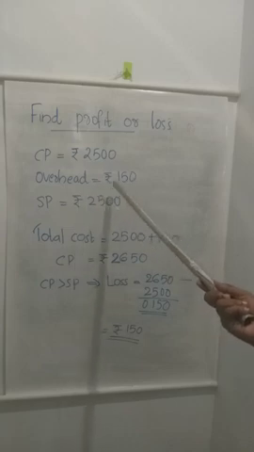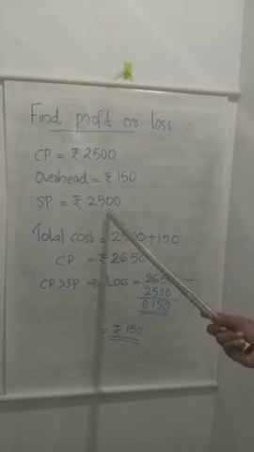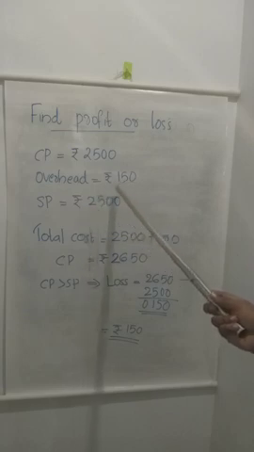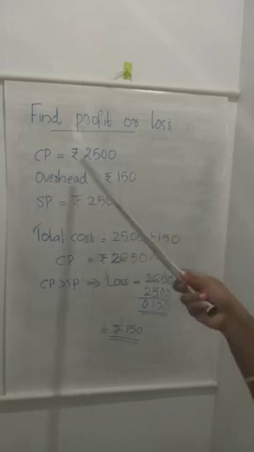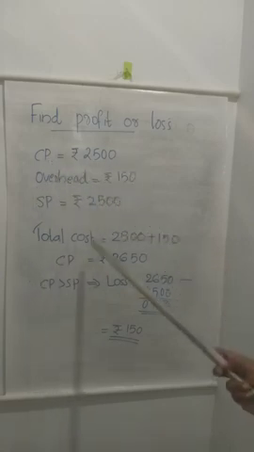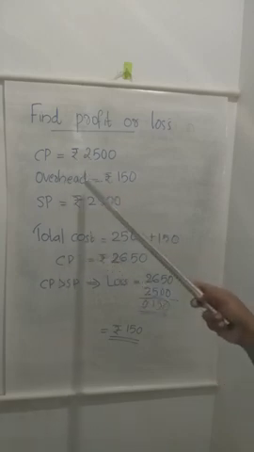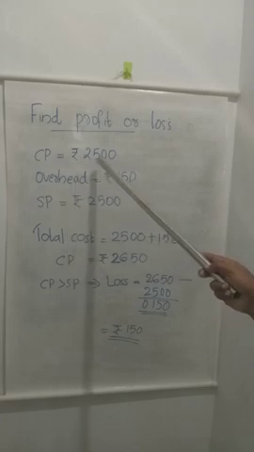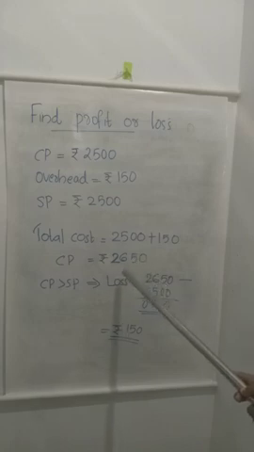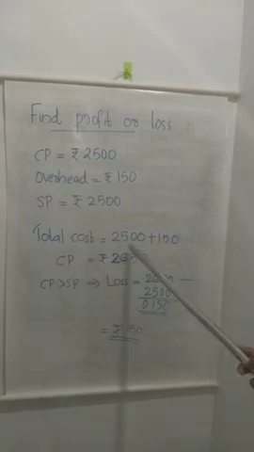Example. Cost price is given as rupees 2500. Overhead we have rupees 150. And selling price we have rupees 2500. Here in the question, CP and SP are equal. But we have an overhead also. So we cannot say this is the cost price. First we have to find the total cost. How can we find the total cost? Cost price plus overhead. What is that? 2500 plus 150. We have 2650 as cost price. Now this is the new cost price.